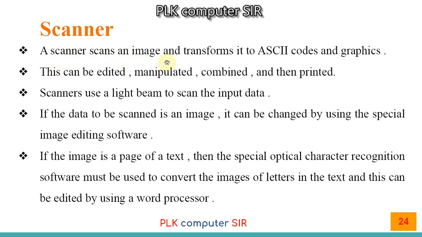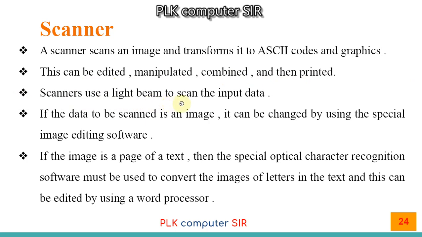Scanner. A scanner scans an image and transforms it to ASCII code and graphics. Full form of ASCII is American Standard Code for Information Interchange. So each alphabet and number has its own ASCII code. And about ASCII code we will read in detail in QBasic, using QBasic programs. This can be edited, manipulated, combined and then printed. We can edit it and manipulate it, as well as combine more than one scanned copy. After that we can print it.